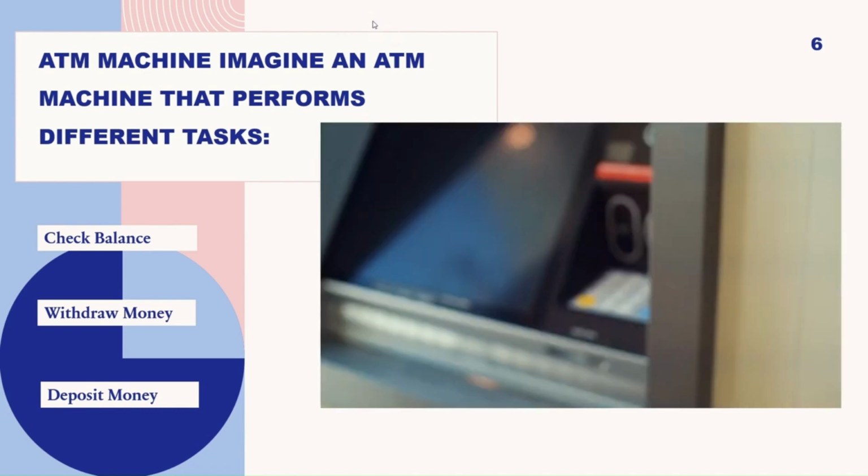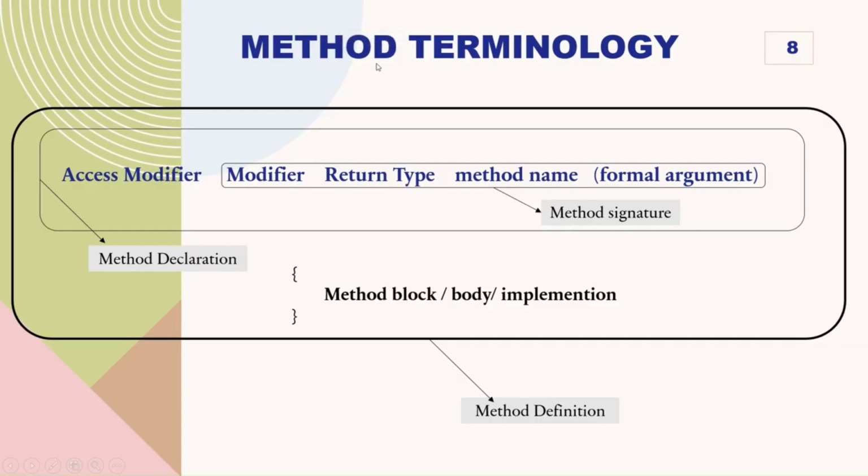Next video we will take the example of ATM, and we will discuss how the programs work. We will use some static programs and discuss how methods work. Let's also discuss the technical terminology of the method: access modifier, return type, method name, and formal argument. So how do we understand what type of method we have to write.